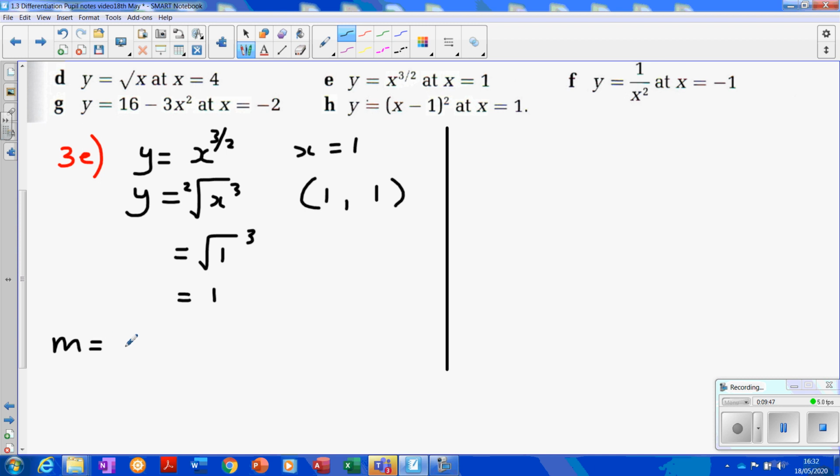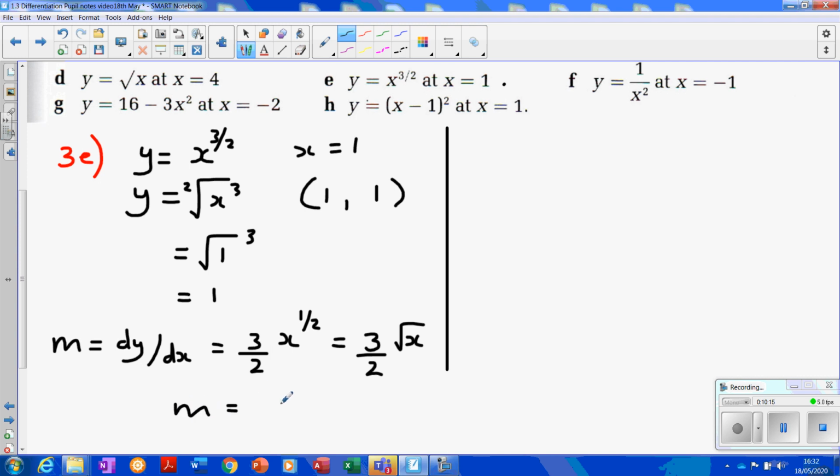So gradient is dy by dx. And for the gradient we want to use this format. So multiply by the power, 3 over 2, x to the power of take 1 away, so 1 is 2 halves, so it's to the power of half. Now I've got to substitute numbers in there, so we don't want fractional powers, so that's the same as 3 over 2 times the square root of x. Now I want to work this out when x is equal to 1, so therefore the gradient is equal to 3 over 2 times the square root of 1. Square root of 1 is 1, 3 ones are 3, so it's 3 over 2.